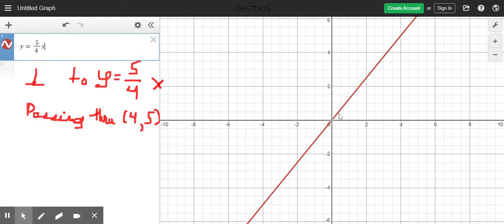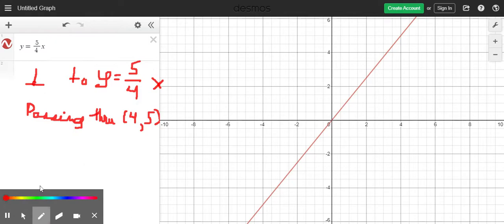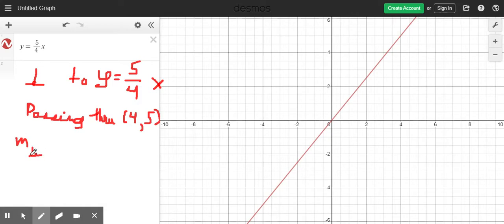And you can see if you go up 5/4, the rise over run is the slope right there. So up 5/4. But we need the equation of the line that is perpendicular to this. So to get a slope perpendicular to another slope, what we do is take the opposite reciprocal.